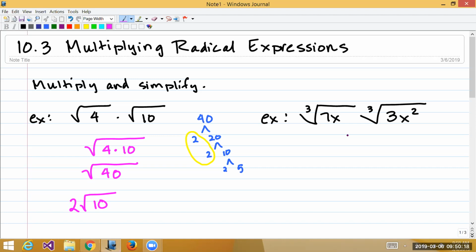Here they're both cube roots, so we can go ahead and multiply them together. That is the cube root of 7 times 3, which is 21, and x times x squared is x cubed. When it comes to variables, it's pretty straightforward because the index dictates everything. This tells you that you are looking for groups of 3 of the exact same factor. So if you notice here, I have x cubed, which means x times x times x. So I do have a group of 3 x's, and I can pull out an x to represent that. So this will be x times the cube root of 21. 21 is simply 3 times 7. There is no factor that appears 3 times.